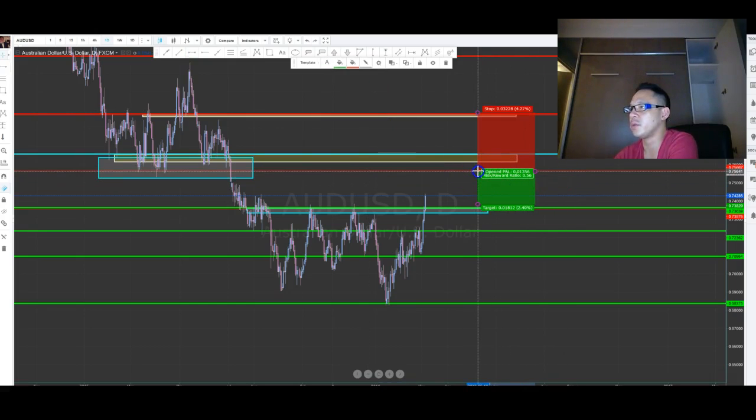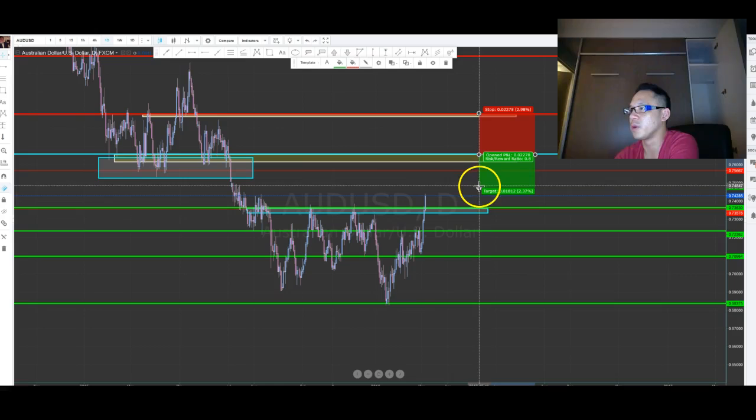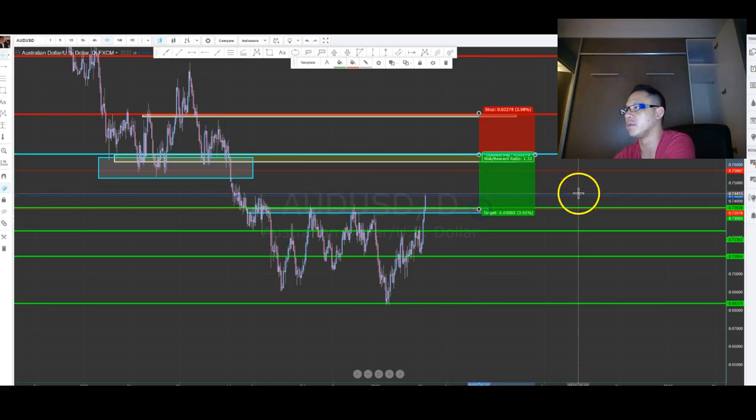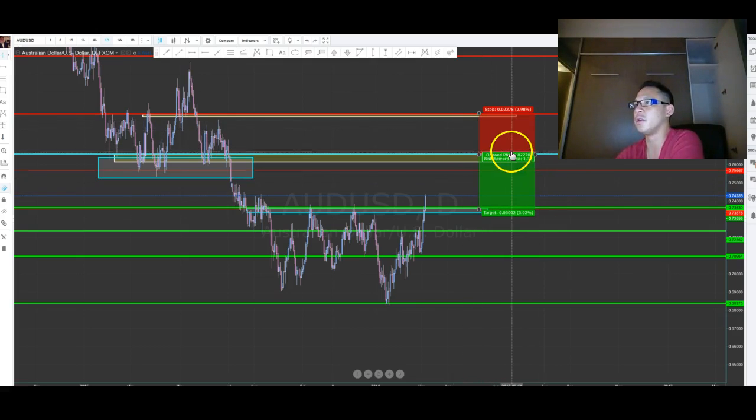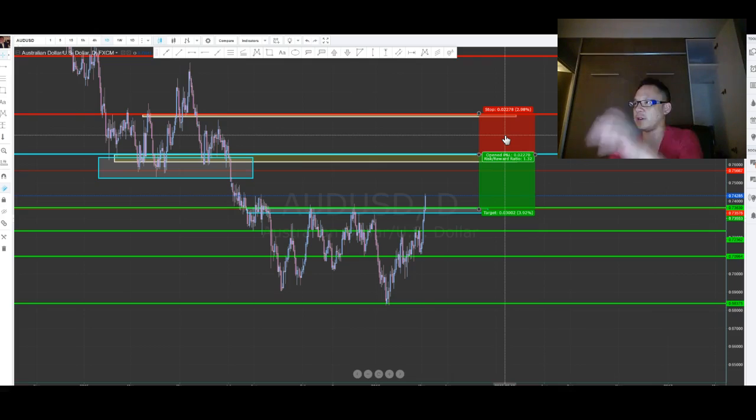Your risk to reward has improved a fair bit. So your risk reward is now, I think, just over 1 to 1, so 1.32. So that's a lot better. So now you know that you're risking whatever it is to earn more.